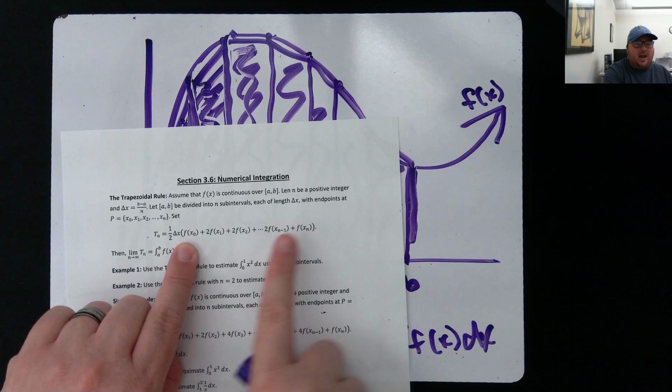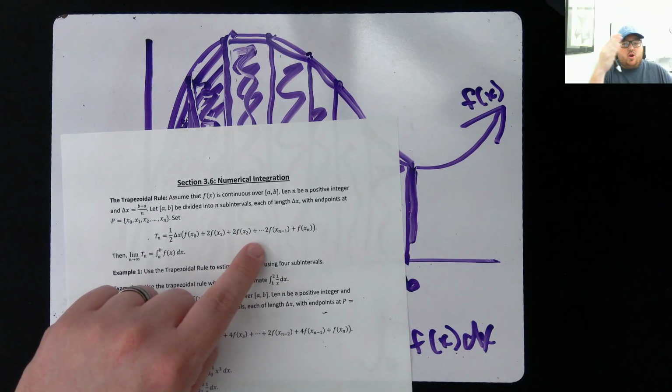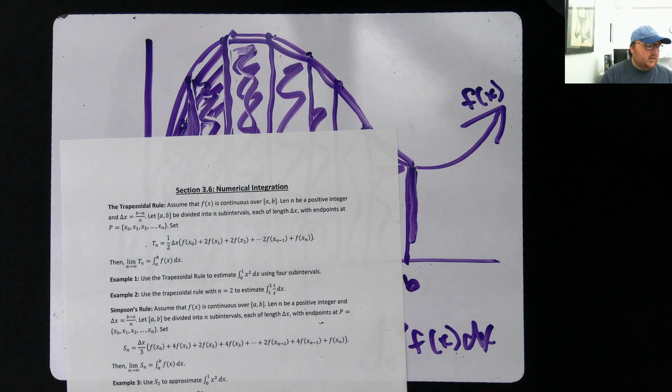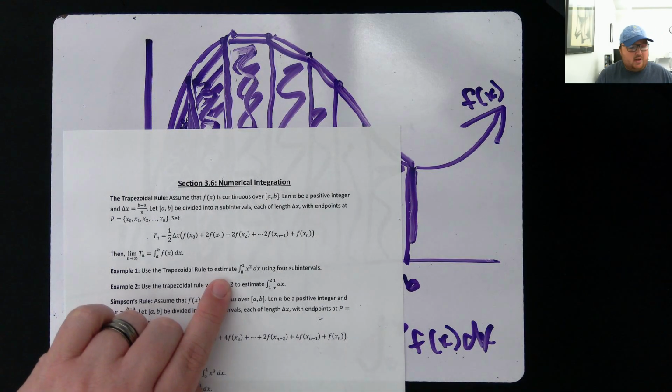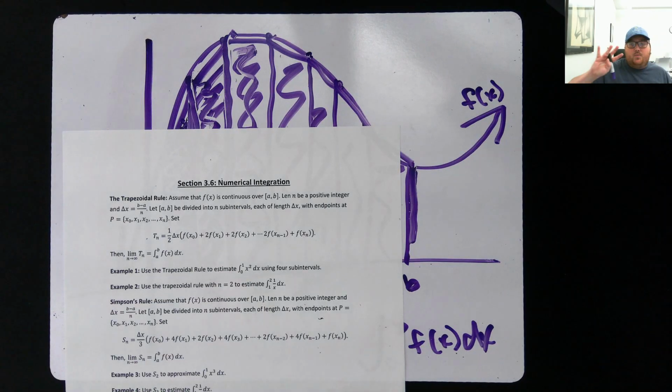So again, 1/2 times my change in x, f of my first point plus 2 f of my next one, 2 f of my next one, on and on and on, and then just 1 f of my last point. So for example number 1, use the trapezoidal rule to estimate the integral from 0 to 1 of x squared dx using 4 parts.